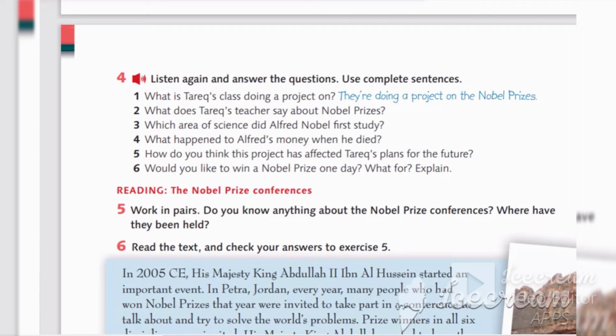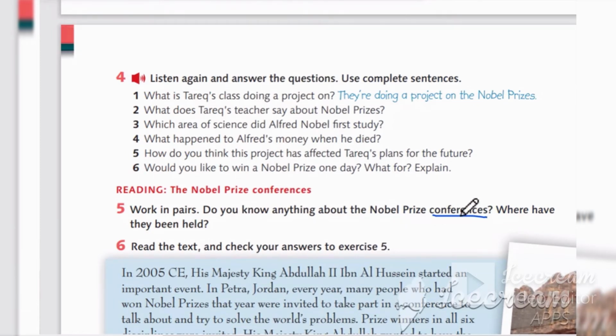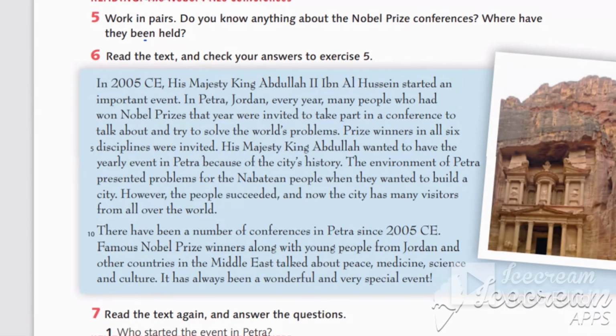Now go to exercise number 5. Work in pairs. Do you know anything about the Nobel Prize conferences? Conferences يعني مؤتمرات, okay, أو احتفالات. Where have they been held? Okay, where have they been held? Now exercise number 5, work in pairs. Do you know anything about the Nobel Prize conferences? Where have they been held? Now conferences مؤتمرات, okay.